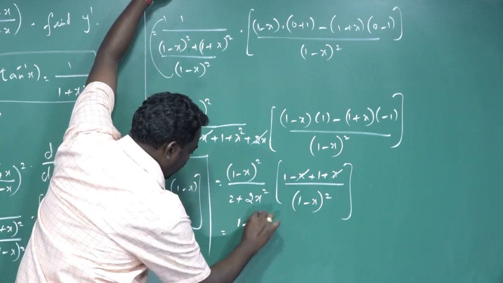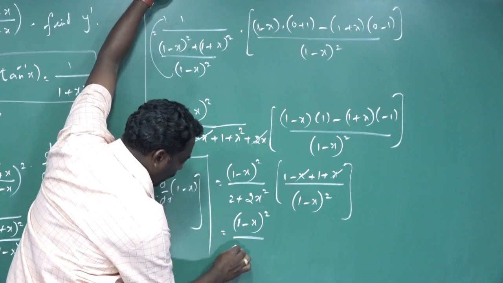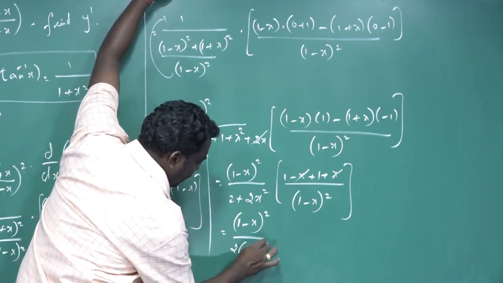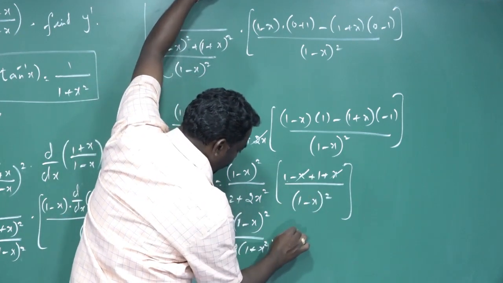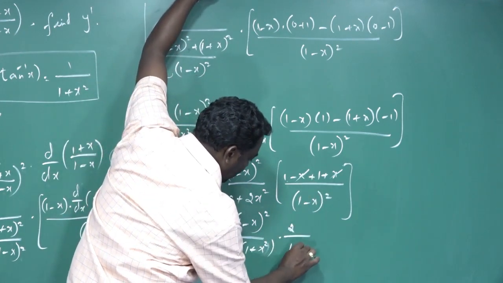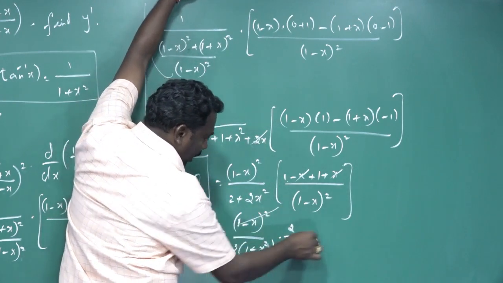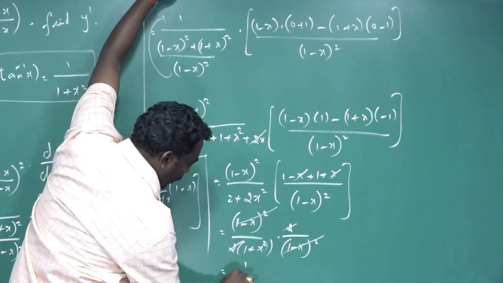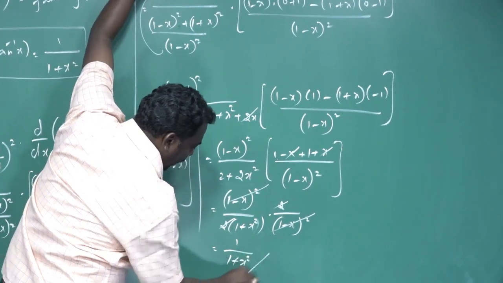That is equal to (1 minus x) whole power 2, and we can take 2 as common: 2 into (1 plus x square), and then what remains is 2 by (1 minus x) whole square. Then these two are the same term, so both cancel, the 2s cancel, and what remains is 1 plus x square. This is the final simplification.